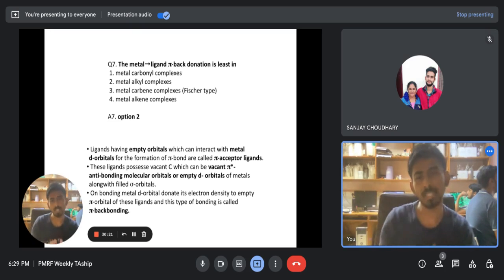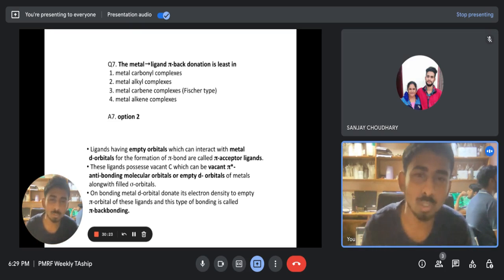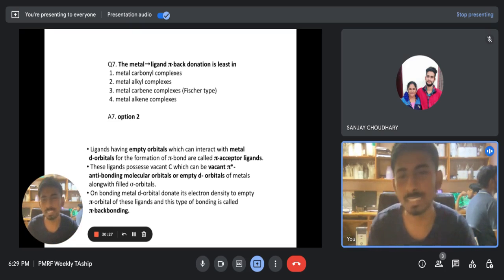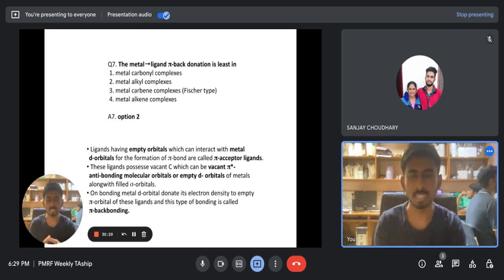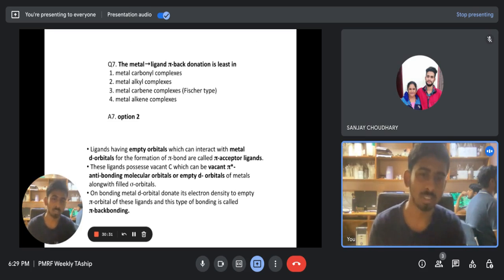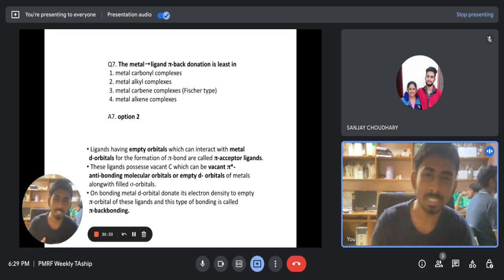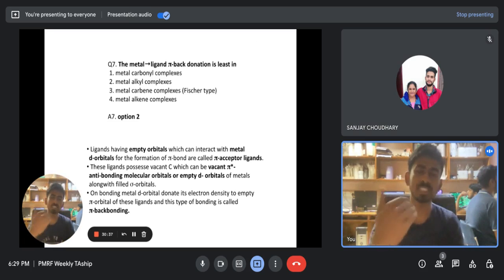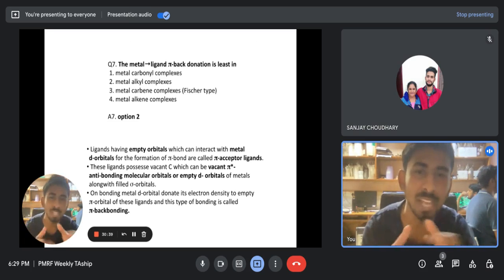Now, in case of alkene, there are pi star orbitals. The alkene is bonding with a pi and pi star, and the pi stars are vacant. That is the LUMO of the alkene. And on the LUMO of the alkene, the metal, when it has extra electron density on itself, will push electron density onto the pi star LUMO of the alkene.